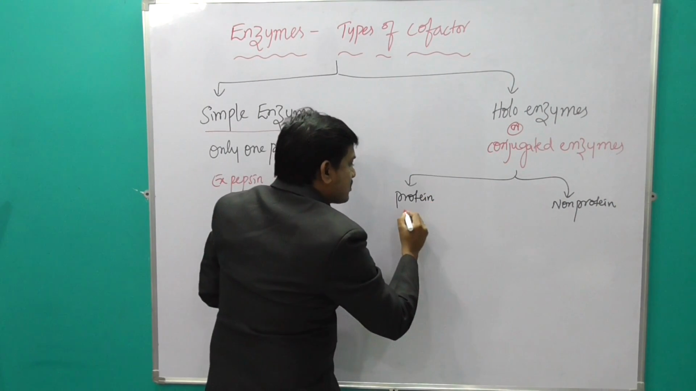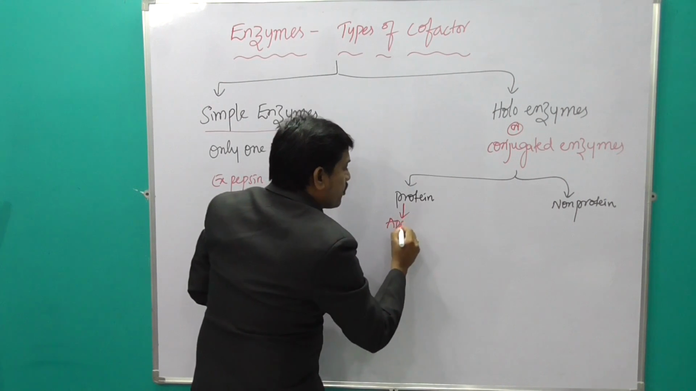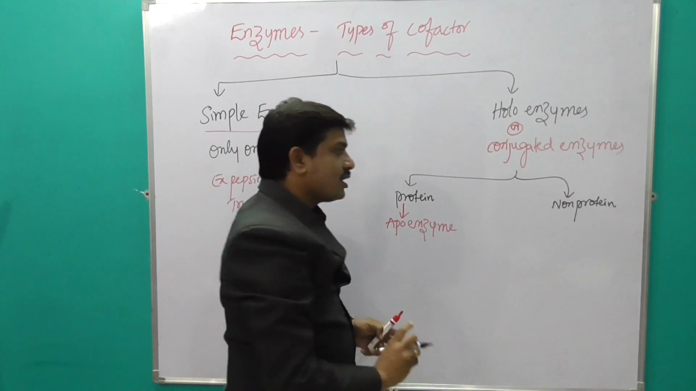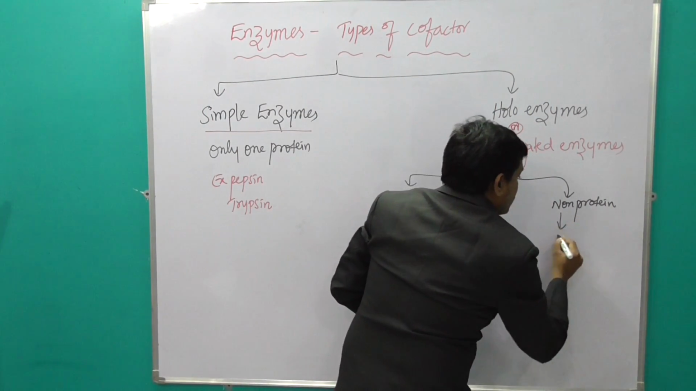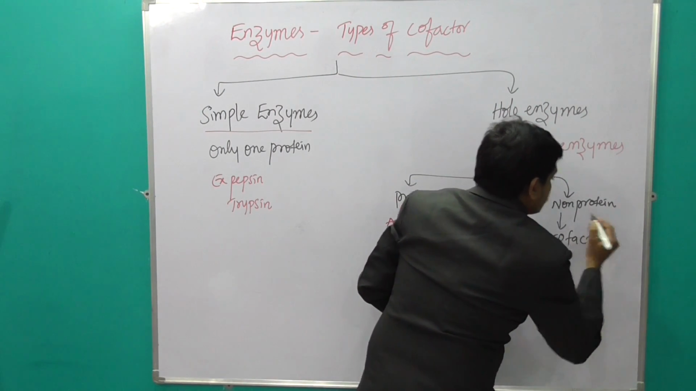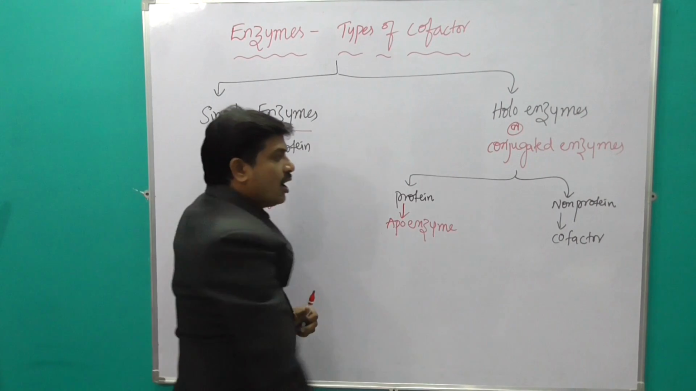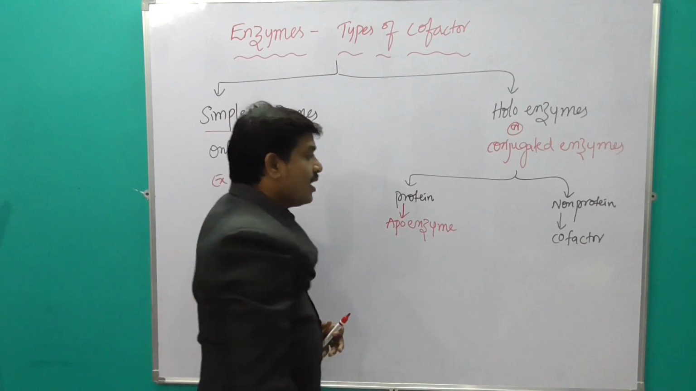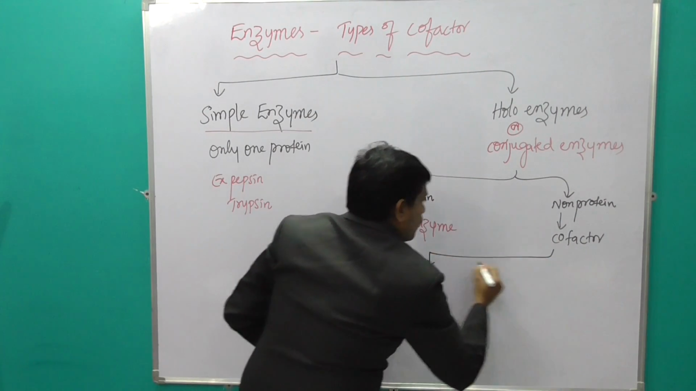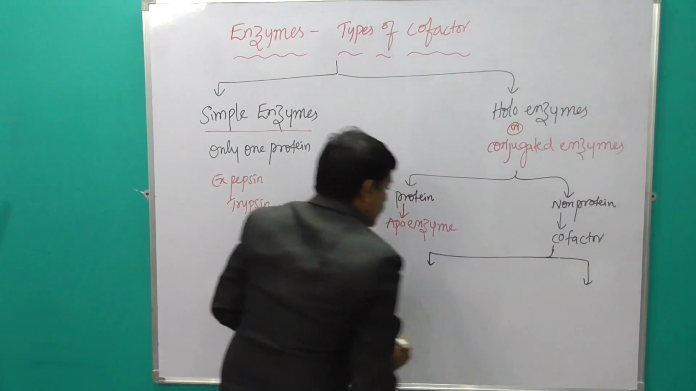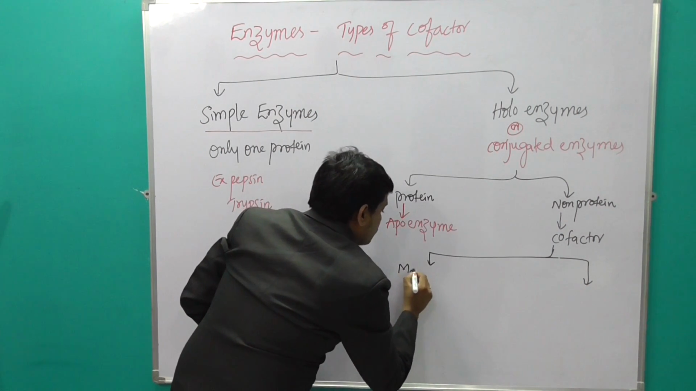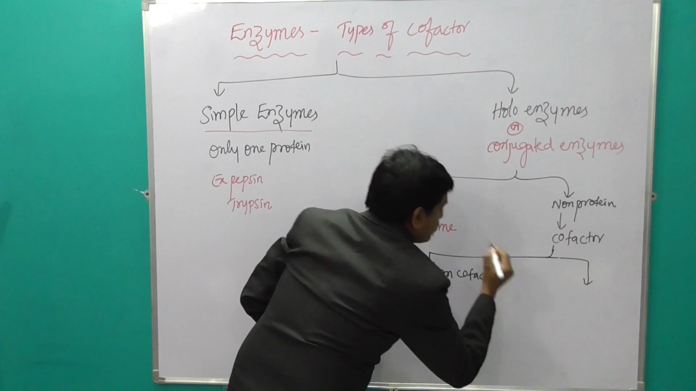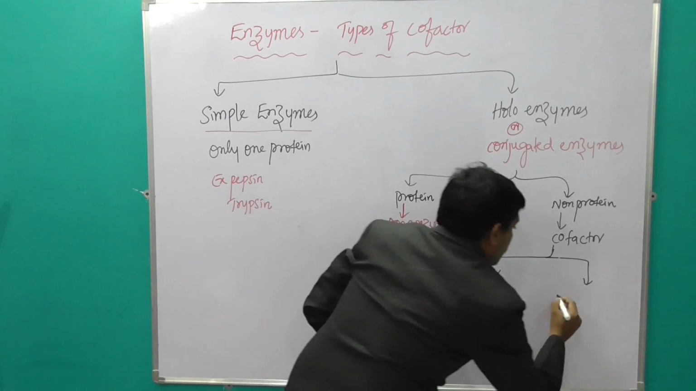The protein part is called the apoenzyme. What is meant by the non-protein part? The non-protein part is called a cofactor. So the protein part is called the apoenzyme, and the non-protein part is called the cofactor. This cofactor is again divided into two parts: one is the metal ion cofactor, and the other is the organic cofactor.